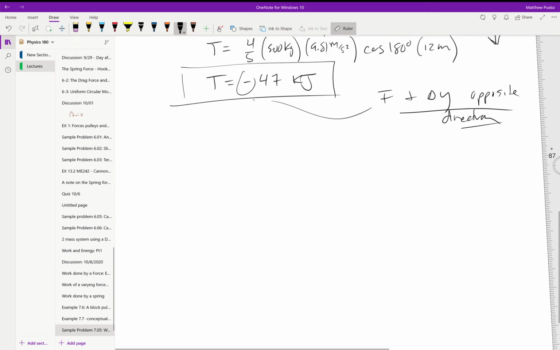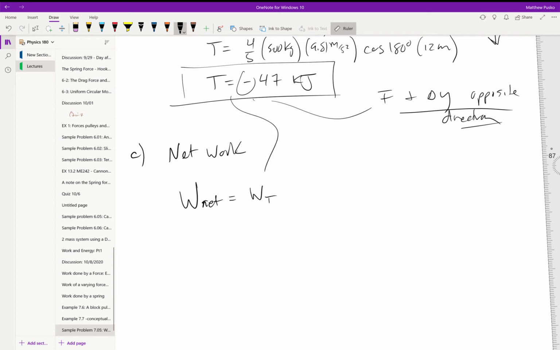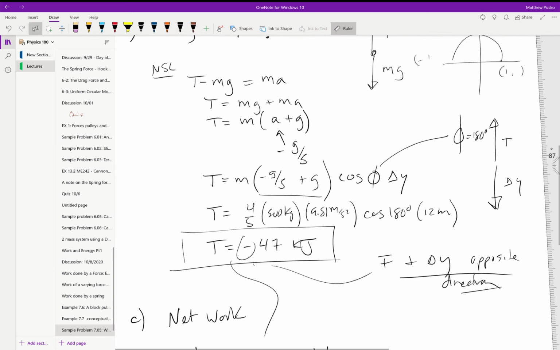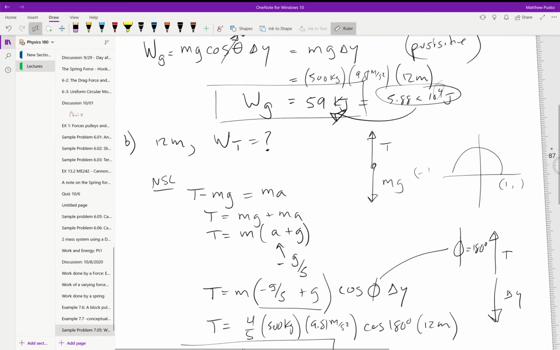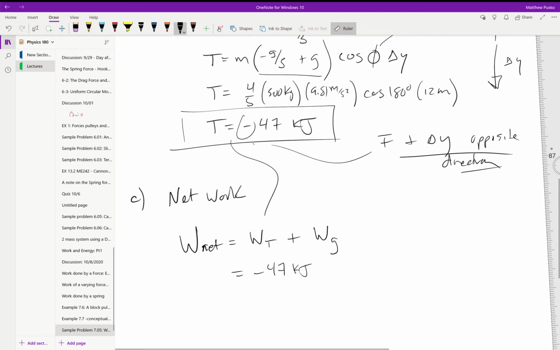Alright, part C says, what is the net work done on the cab? Net work just means we add it all up. So we can say work net. Well, we had some from the tension right here, so the work from the tension plus the work from gravity. We have minus 47 kilojoules from the tension, and what was our 59 kilojoules from gravity. The net work is equal to 12 kilojoules.